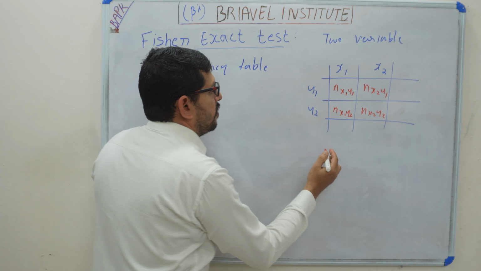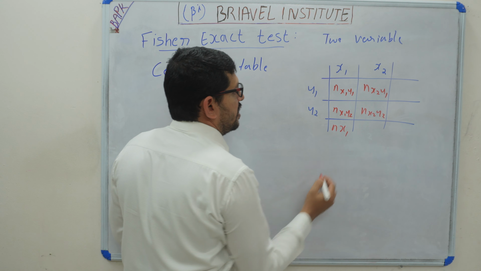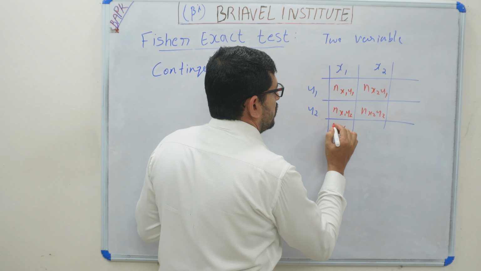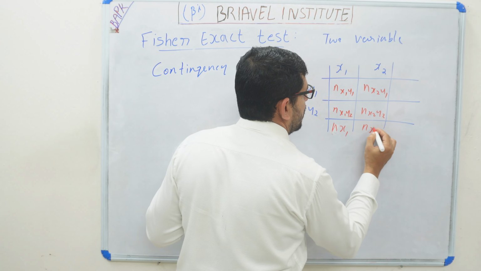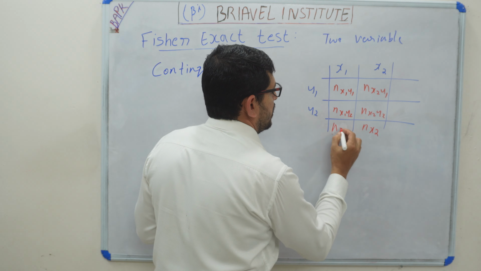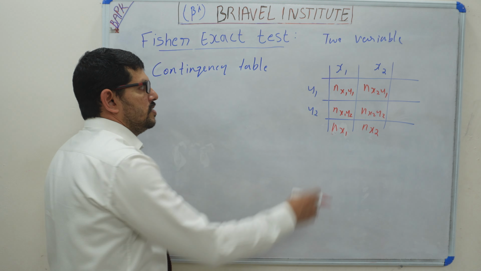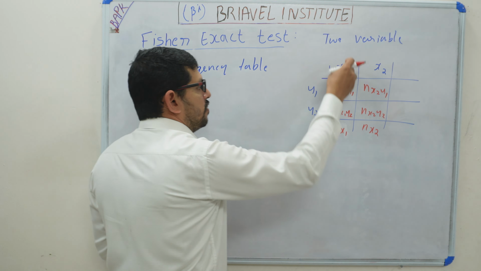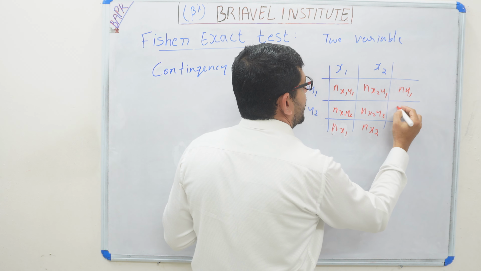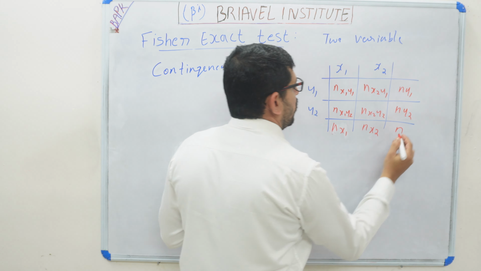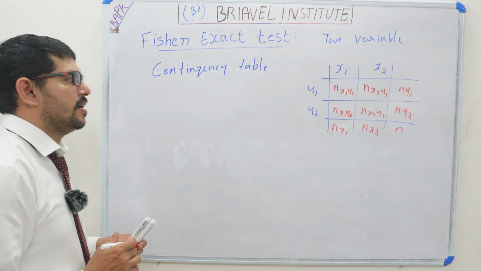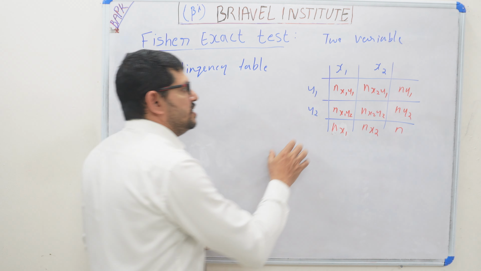So the total number of observations in x1 is n x1. This is the total observation in the x1 category. This is the total observation in the x2 category. Here it is the total observation in the y1 category, here it is y2. So the total observation we can write as n. So this is a contingency table.